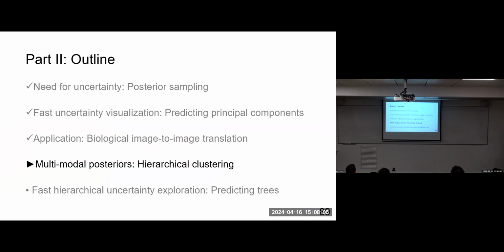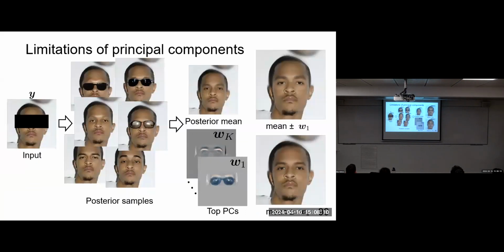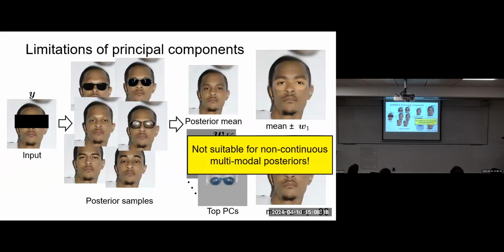Okay, so moving on to multimodal posterior. So this seems like principal components can solve everything, but not exactly, right? For example, one very known limitation of principal components is that it cannot handle non-continuous multimodal posteriors. Right? So, for example, look at the glass example here. It's either you have glasses or you don't have glasses. You can't have somewhere in between. There are no shades of glasses.